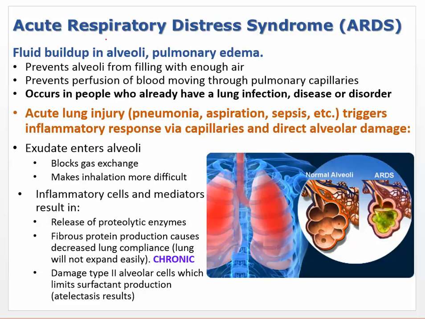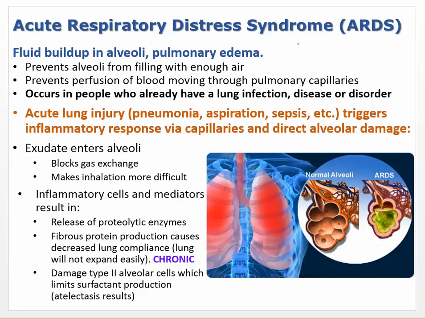So let's finally talk about acute respiratory distress syndrome, or ARDS. That is fluid buildup in the alveoli. Sometimes we talk about respiratory failure, and respiratory failure and ARDS are sometimes lumped together as if they're the same thing, or acute respiratory failure. But with acute respiratory failure, we like to think in terms of ventilation and perfusion.